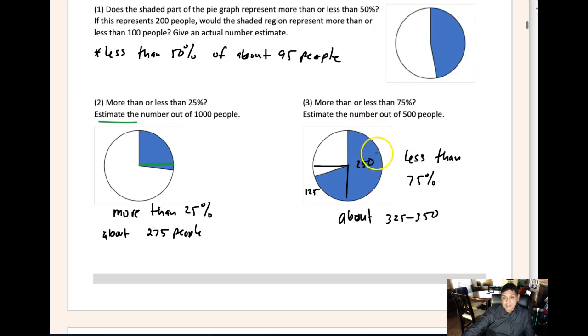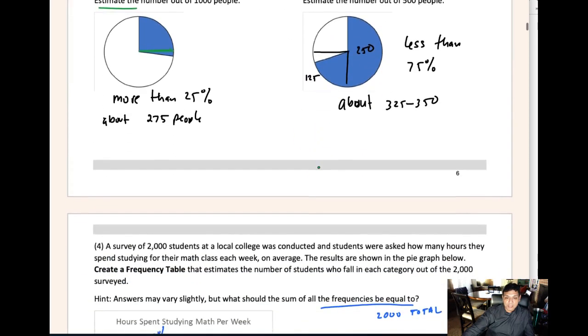And is this more or less than 75%? You can see how it's broken up. If this is 500 people, half would be 250. Another quarter would be 125, half of the half. And so in this case, you can see it's less than 75%.